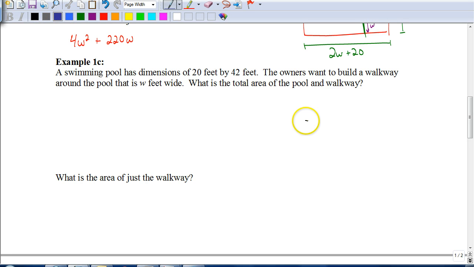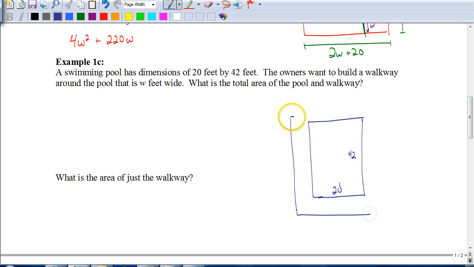Okay. So this one we have a swimming pool that's got dimensions of 20 feet by 42 feet. Okay, so there's our swimming pool. And they're going to put a walkway around the swimming pool that, let me put these numbers inside. So we're going to put a walkway around it that's also measured in feet. And that walkway is going to be W inches wide on each side.